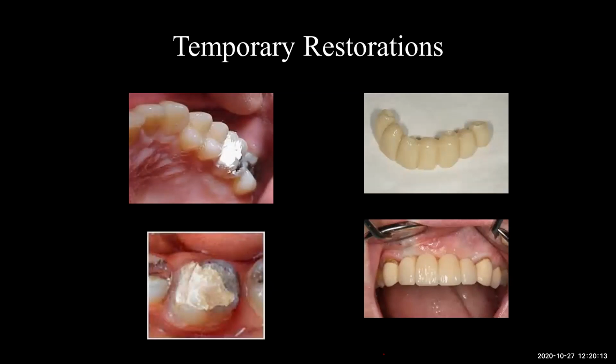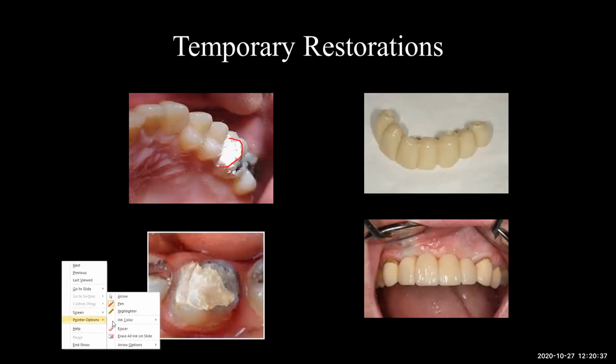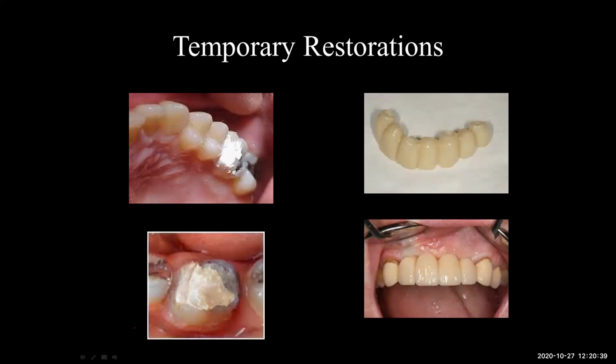Temporary or provisional restorations. They can be made out of acrylic. They can be temp bond. They can be a number of different things. Zinc phosphate. So if you end up with something like that and you see it in your chair, you're not going to be scaling the mesial of that tooth, because you don't want to rip out that temporary restoration. Temporary crowns, usually cemented with temporary cement. They come out fairly easily.